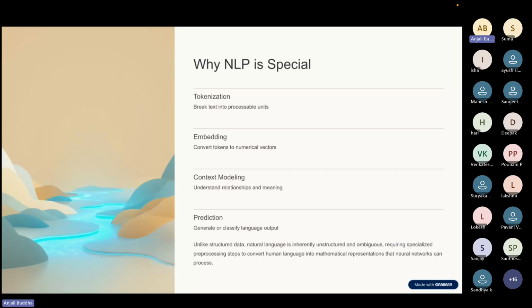Why is NLP special? Natural language processing is a concept where we treat these texts as numbers. We will convert all these texts into a numerical representation, and this numerical representation is converted into an embedding. What is an embedding? All these things we will discuss. First, what is tokenization?